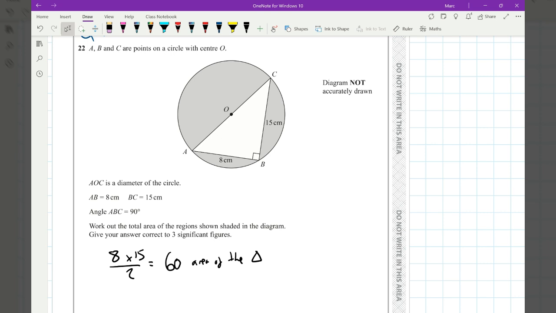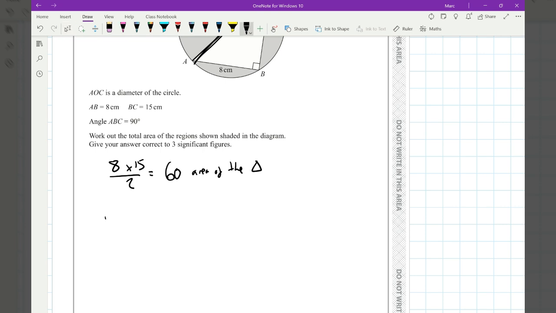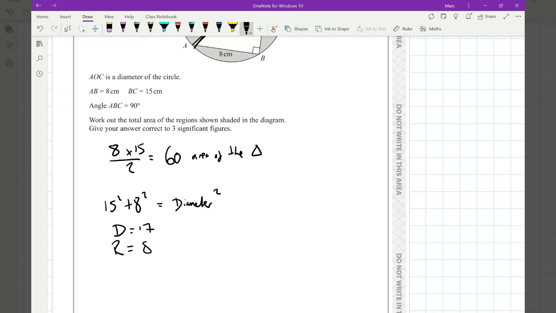Next thing we need to know for the circle is this length here. We need to know the radius. So we're going to do a bit of Pythagoras theorem. 15 squared plus 8 squared is going to equal the diameter squared. 15 squared plus 8 squared is 289. Shift square root your answer. That gives us 17. So the diameter equals 17. Therefore, the radius, divide that by 2, is 8.5.